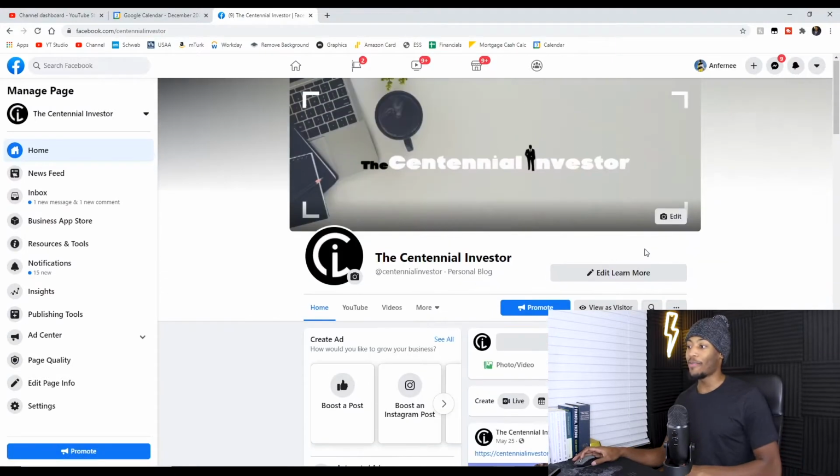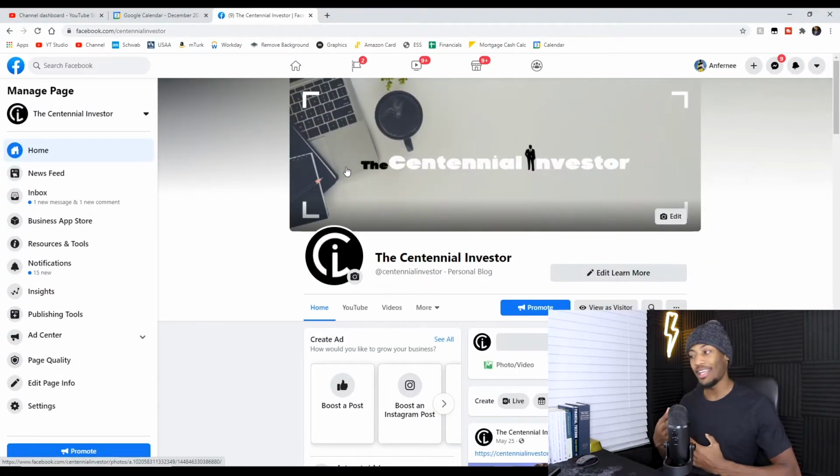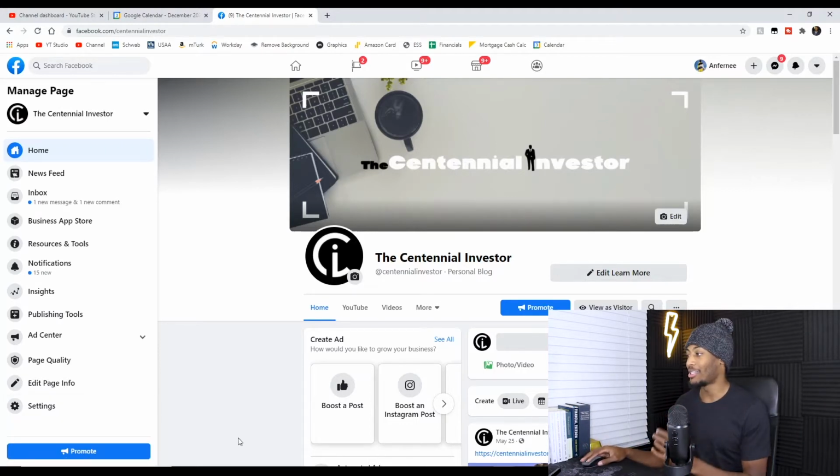So as I pull up my screen for you guys, we are on a page that I have not accessed in a very long time. It actually gives me a little bit of a nostalgic feeling seeing all of this stuff because I have not used the alias The Centennial Investor in so long. But this is the logo that I came up with for the page, and this itself is the page.